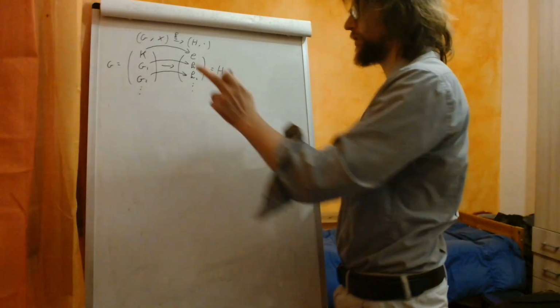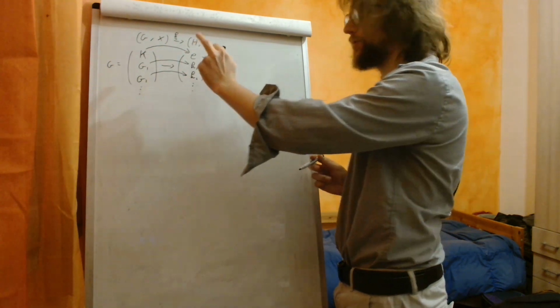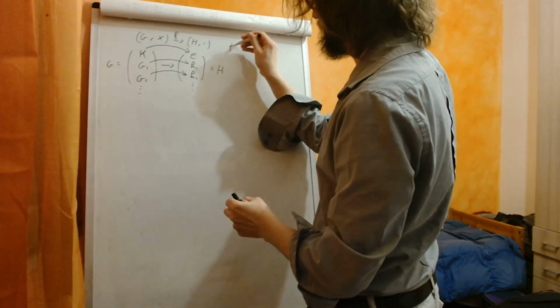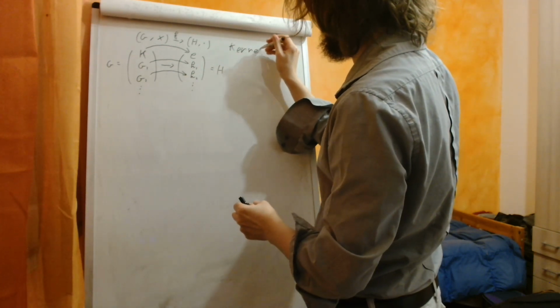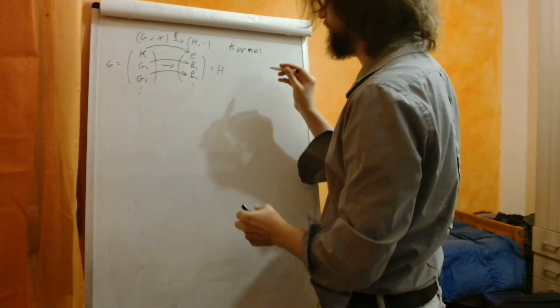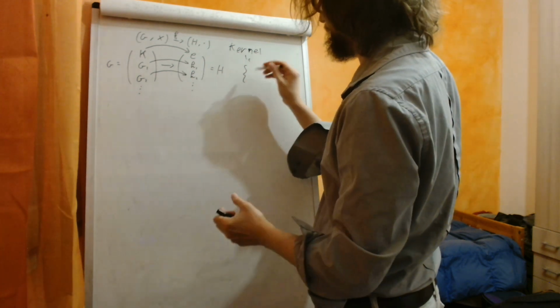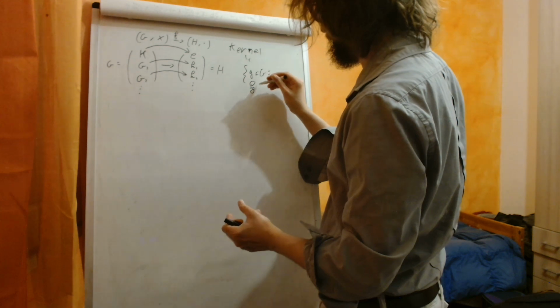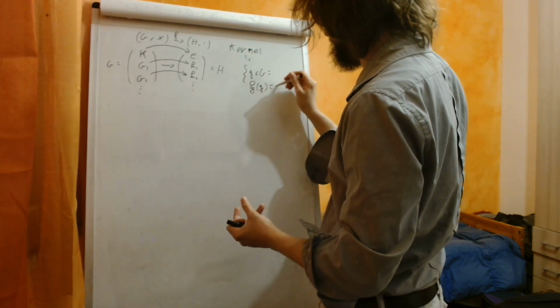Let's first consider the set of elements which is sent to the identity. This is called the kernel. The kernel is the set of elements in G such that they are sent to the identity.